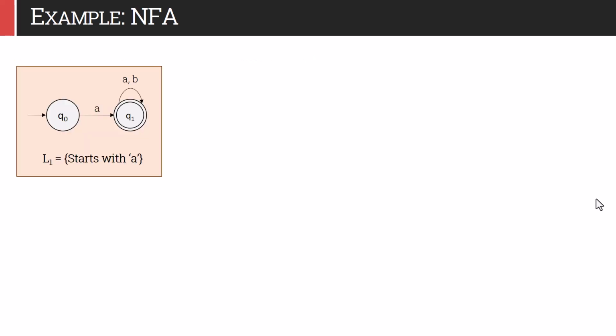Let us discuss a few more examples. Language L1 contains all the strings over alphabet A, B such that every string starts with A. As shown, from Q0, if we read A, then it goes to state Q1, which is the final state, and from Q1 we can read any combination. That means we cannot have any transition for input B from state Q0, because the string must start with A.